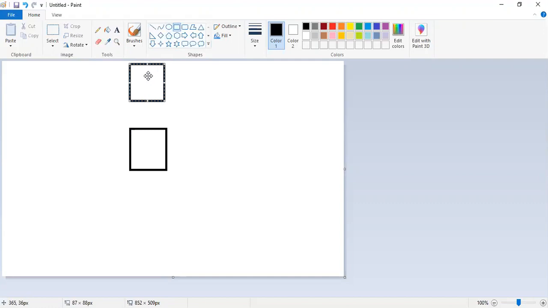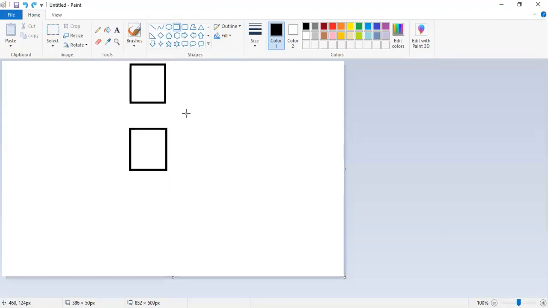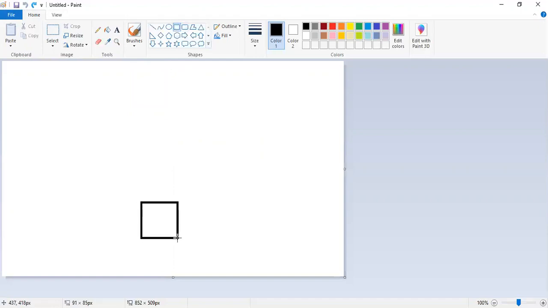Let me make sure that they both are of the same size. They are not of the same size. It needs to be a bit longer. Let me draw this square a bit down. So this is one square. Okay, and then keep the same amount of space and draw another square. So this is going to be the two bases.